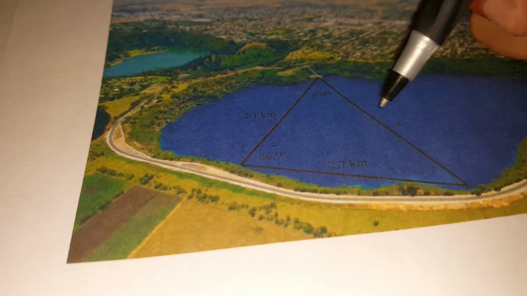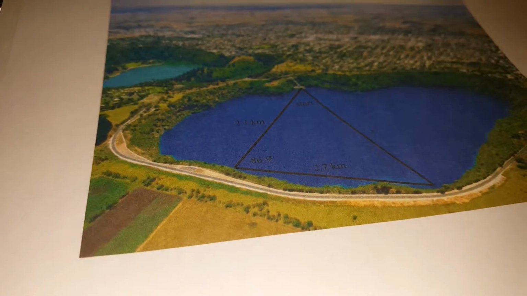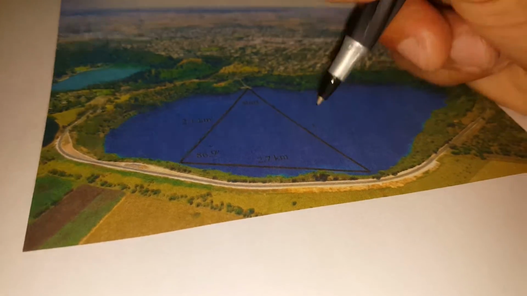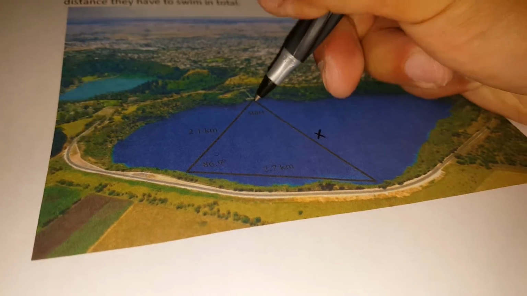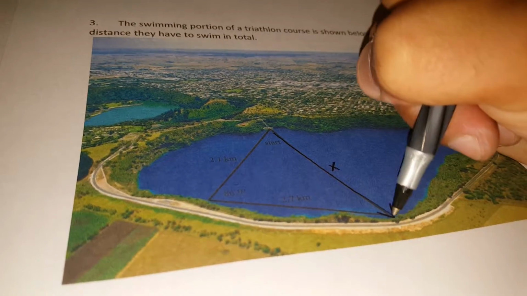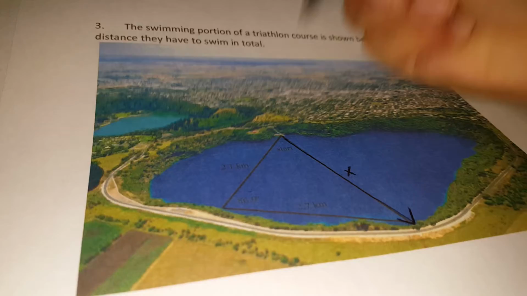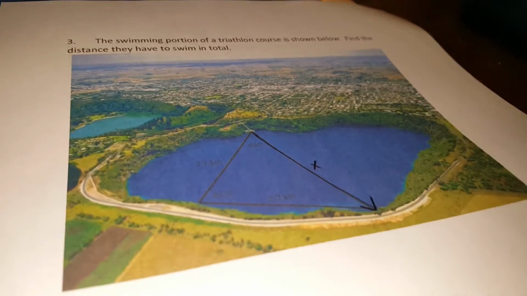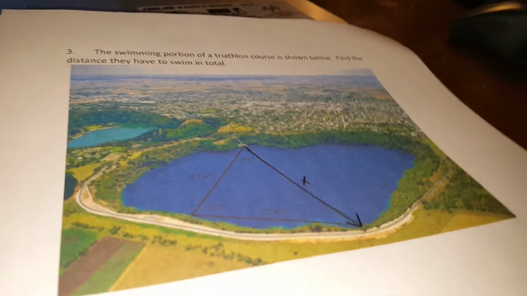They are swimming in this direction because it's asking you to find how long they have to swim, which we're assuming is going to be X because that's our unknown side. I'm going to make that a little bit darker. So this is really what I'm trying to find. So this is the start. This must be the finish. It's not labeled, but this would be the finish. So we're trying to see how far they have to swim. So we only have one triangle, so we're not working with two in this case.